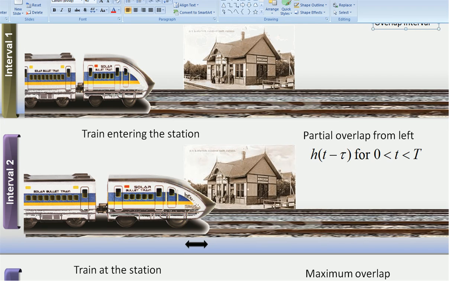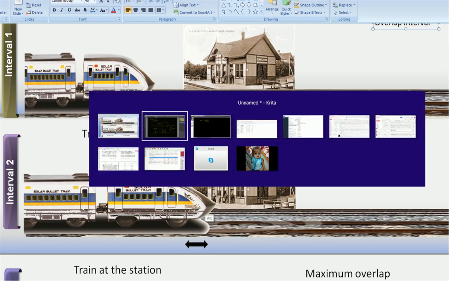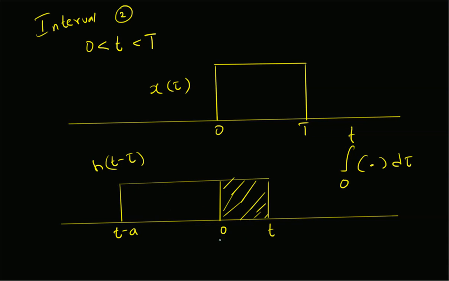There is a partial overlap. That is, it is from the left side of the station. So that is interval 2. It's like the train entering the station. So the integration is from the starting of the station to the end of the train, that is, h of t minus tau. So the limits are from 0 to t.